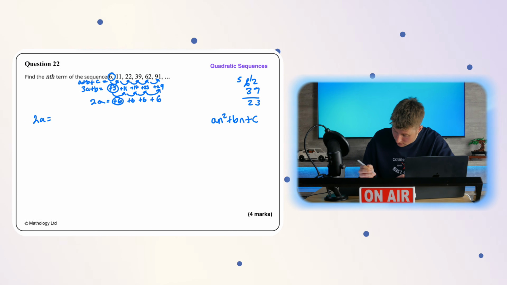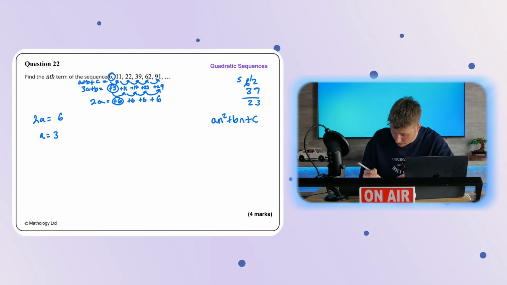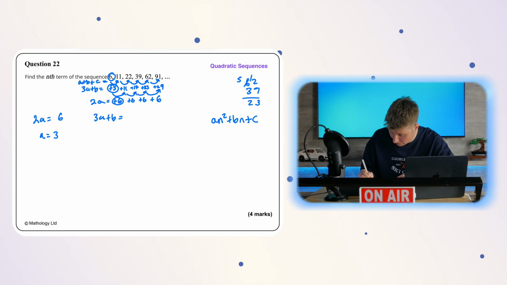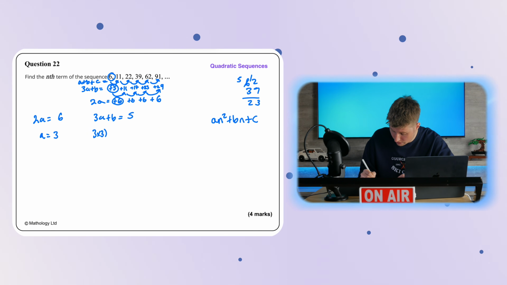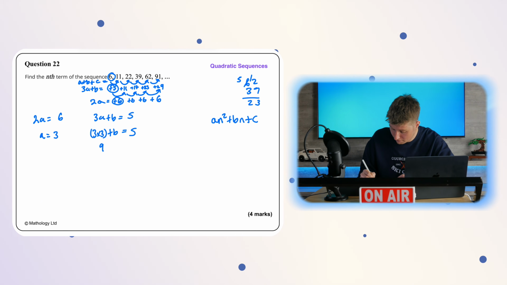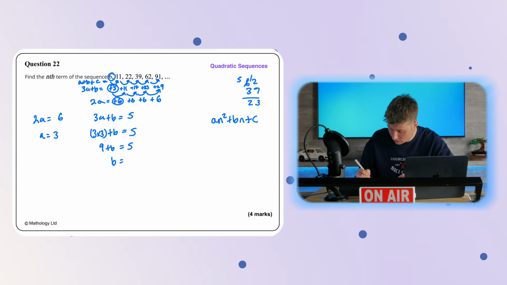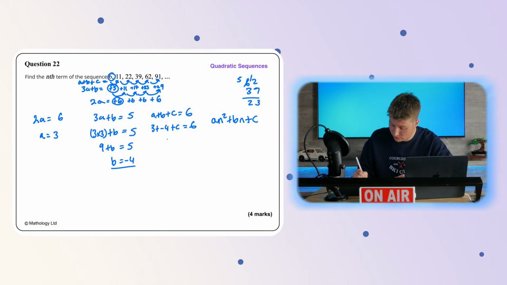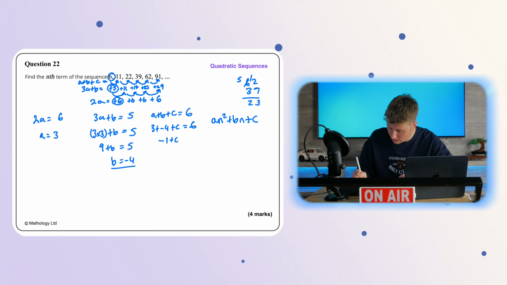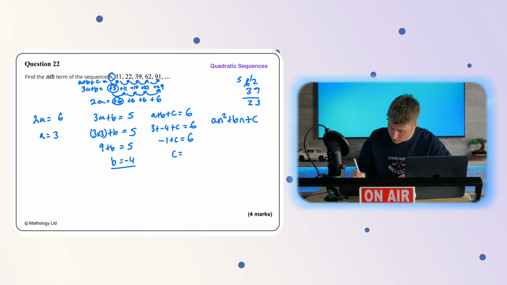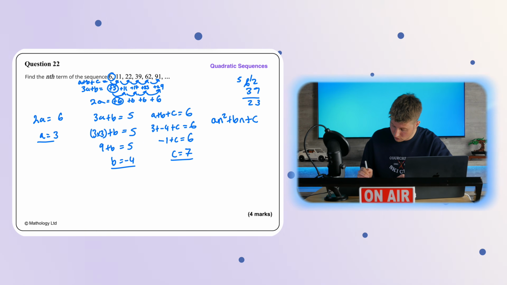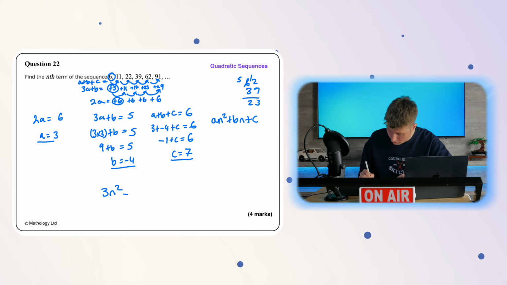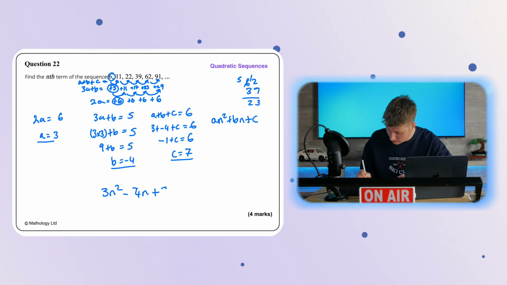So 2a is equal to 6, so we know that a is equal to 3. 3a plus b is equal to 5. We know that a is 3, so 3 times 3 plus b equals 5. So 9 plus b equals 5. So b is equal to minus 4. And we know that a plus b plus c is equal to 6, where a is 3, b is minus 4, and then we've got plus c equals 6. So 3 minus 4 is equal to minus 1, plus c equals 6. So c is equal to 7. So the final answer, putting all of these together, is 3n squared minus 4n plus 7.